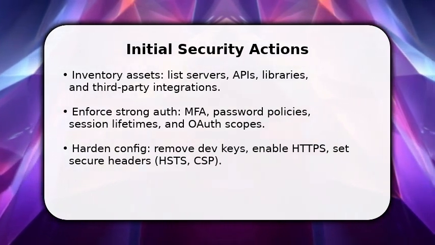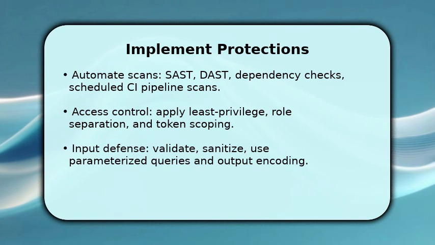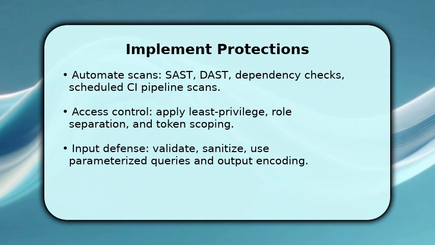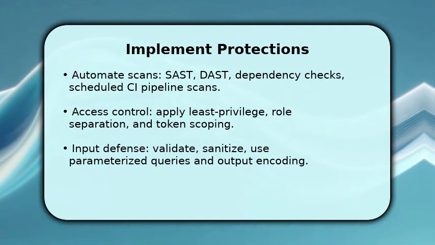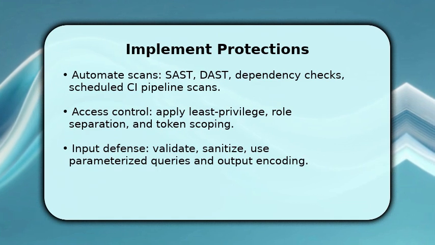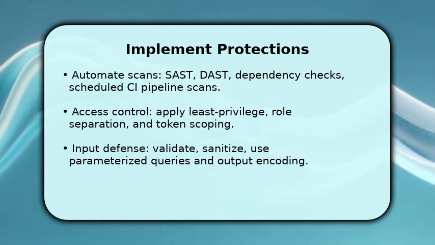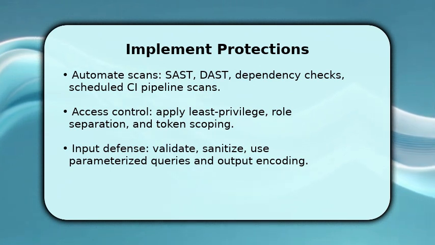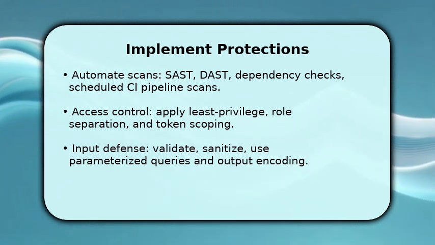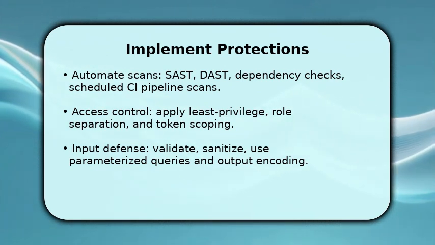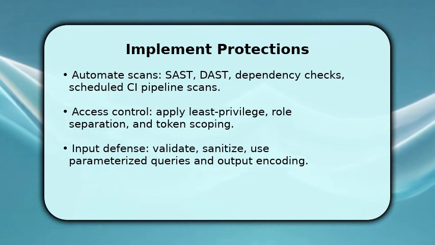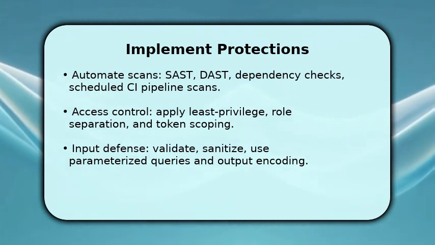Now implement layered protections. Integrate SAST and DAST into CI so you catch issues early, and schedule dependency checks to flag vulnerable libraries. Apply least privilege across services and enforce role separation. Scope tokens and keys narrowly so a leak has limited blast radius. For app logic, validate and sanitize all inputs, use parameterized queries to stop injection, and encode outputs to prevent cross-site scripting. Once these are running, monitor alerts and tune rules so false positives drop.